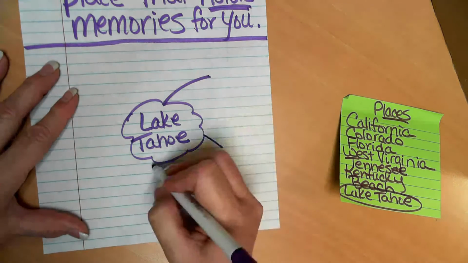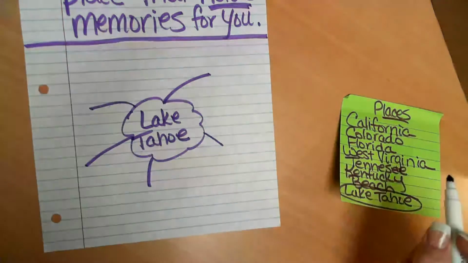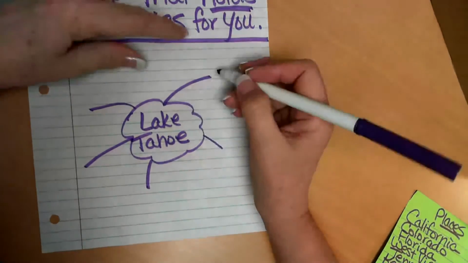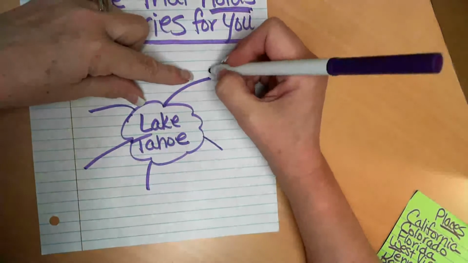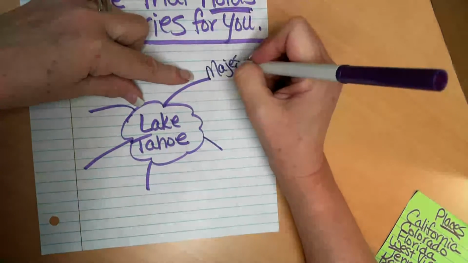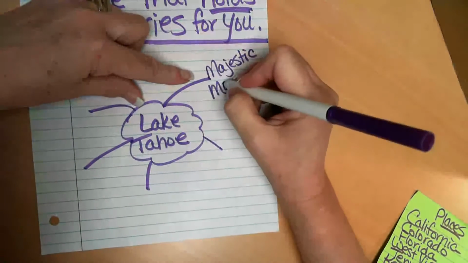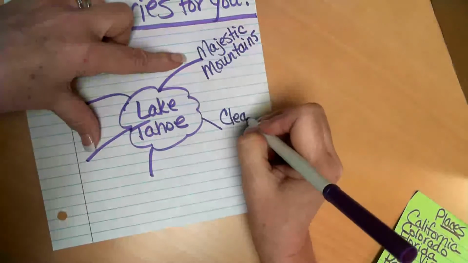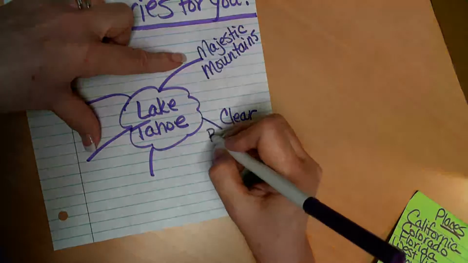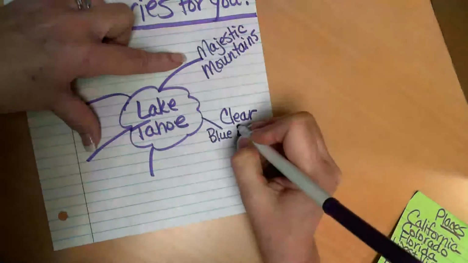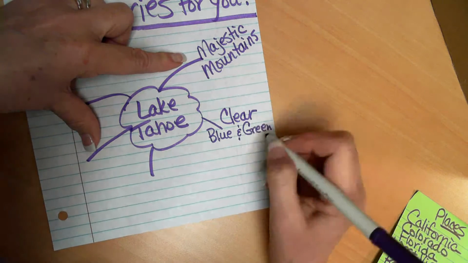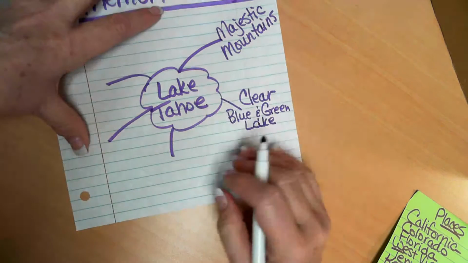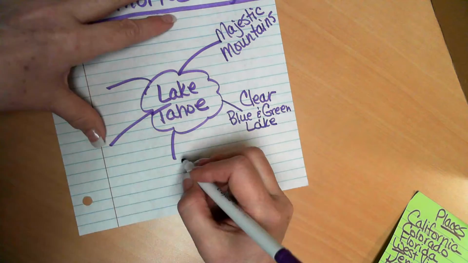And then I'm going to think about the details. Remember, we are wanting to make sure we write long and strong. And the first thing to do is to start with those details. So, details about Lake Tahoe. Oh, majestic mountains. And I've got some alliteration started right there. Majestic mountains. Clear blue and green. I'll explain that in my writing. Clear blue and green lake. It was just so pretty the way it expanded.